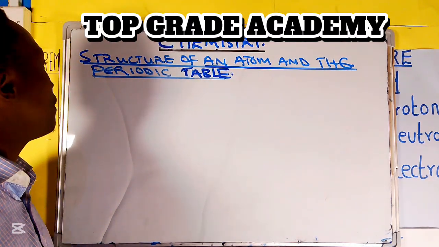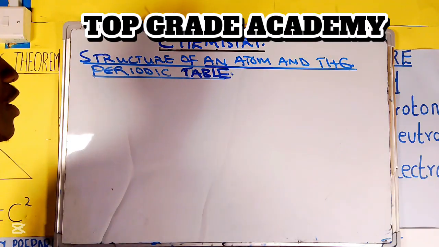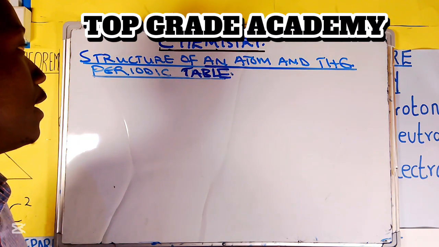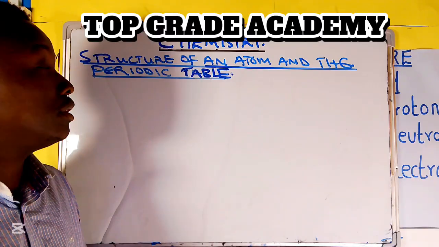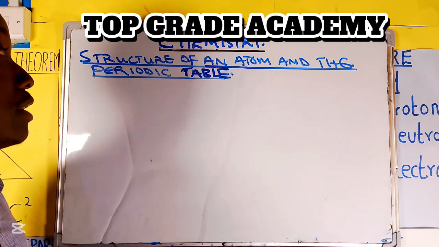This evening we are going to be learning about the structure of an atom and the periodic table. This being the first topic in Form 2 Chemistry. We are going to start it out.